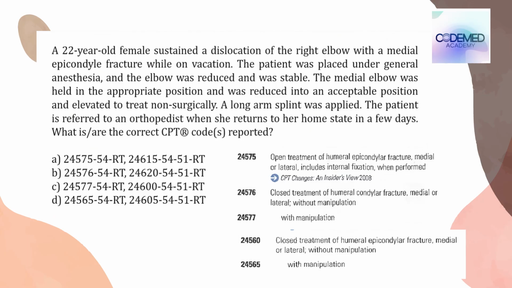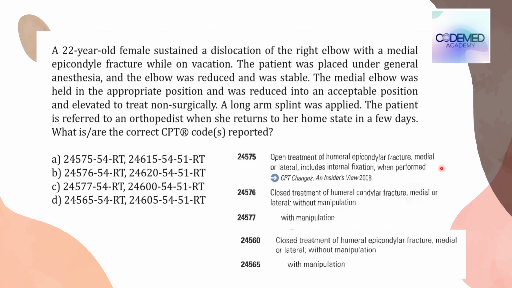So let us take one more example on fracture. A 22-year-old female sustained a dislocation of the right elbow with a medial epicondyle fracture while on vacation. The patient was placed under general anesthesia and the elbow was reduced and stable. The medial elbow was held in the appropriate position and was reduced into acceptable position and elevated to treat non-surgically. A long arm splint was applied. The patient is referred to an orthopedist when she returns to her home state in a few days.